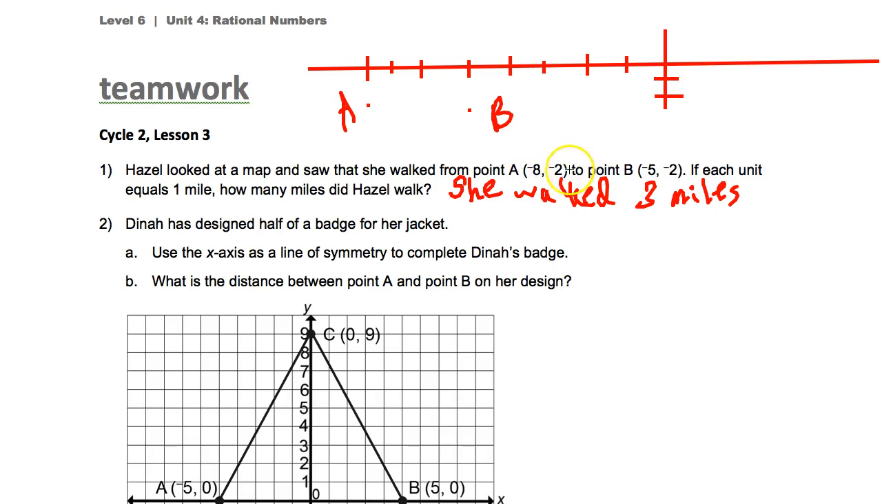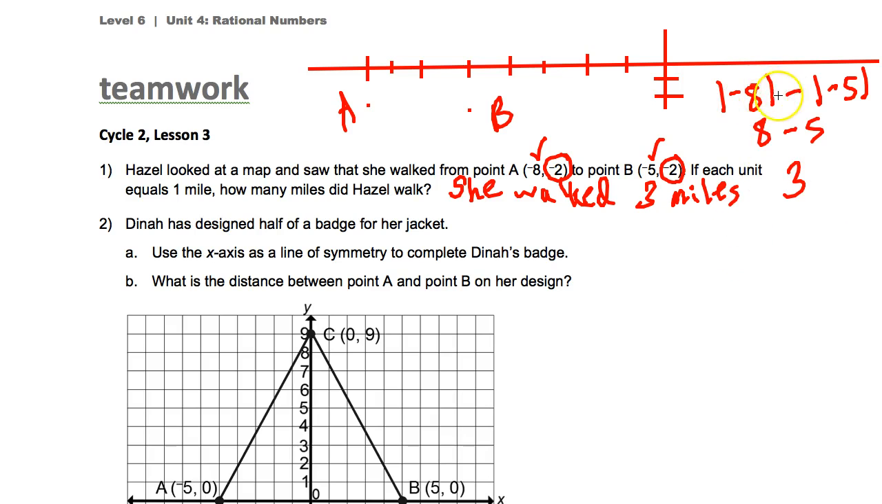Now there's another way we could have solved this problem as well. If you'll notice this -2 on the y-axis and this -2 on the y-axis, since they're both on the same axis, we have -2, -2. We know that the numbers that we need to worry about are -8 and -5. So we could have just simply said the absolute value of -8 minus the absolute value of -5, and that's going to be 8 take away 5, which is 3 units, and 3 units are equal to 3 miles.